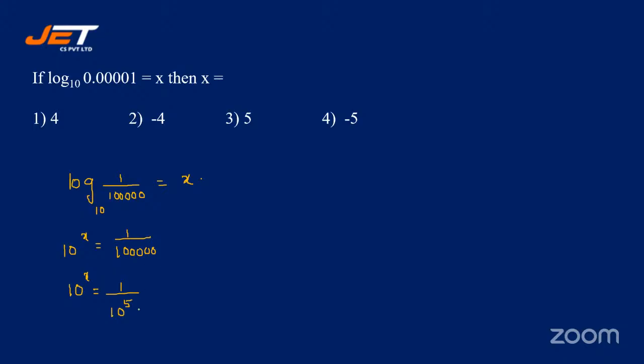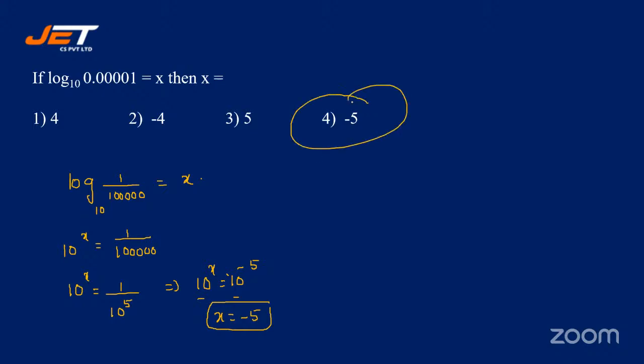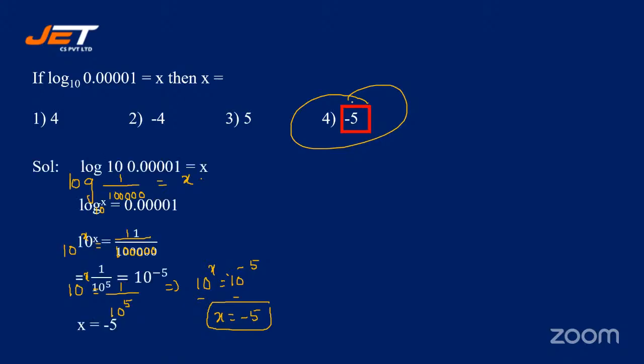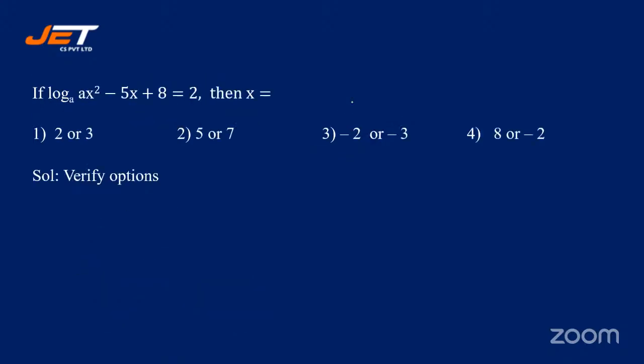Isn't it? Because we have 5 zeros. So 10 to the power x, 1 by 10 to the power 5 can be written as 10 to the power minus 5. So since the base are equal, the power must also be equal. Therefore, the value of x is minus 5. All right. So if you had opted for option 4, then your answer is right. See the next question.